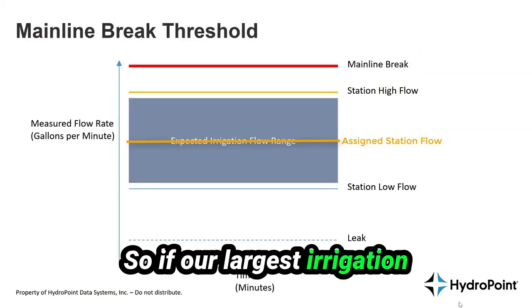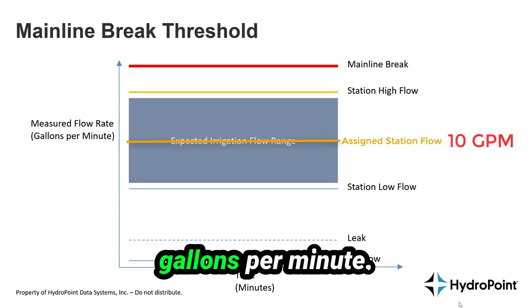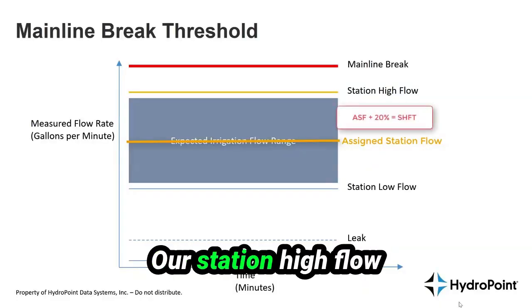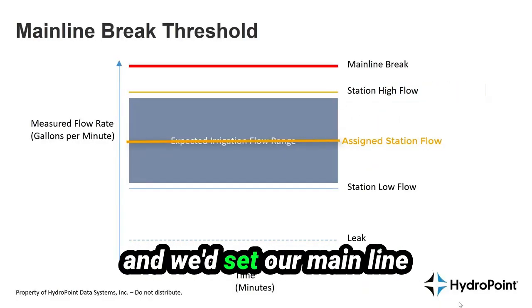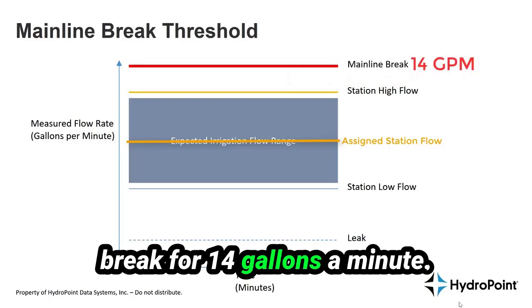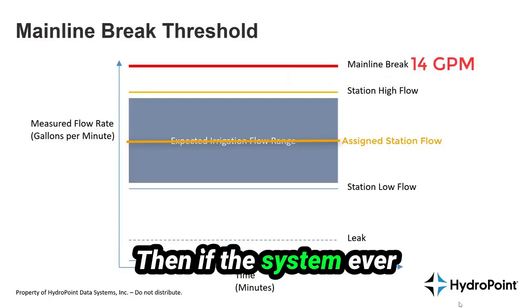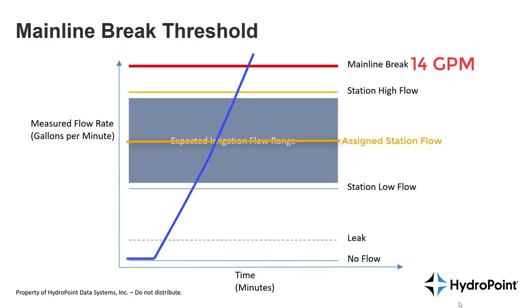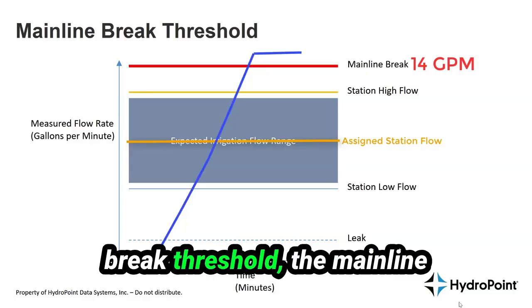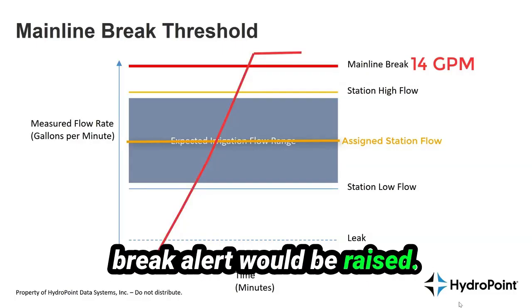So if our largest irrigation station irrigates at 10 gallons per minute, our station high flow threshold for that station would be 12 gallons a minute, and we'd set our mainline break for 14 gallons a minute. Then, if the system ever measured usage at 14 gallons per minute or above, for longer than the mainline break delay, the mainline break alert would be raised.